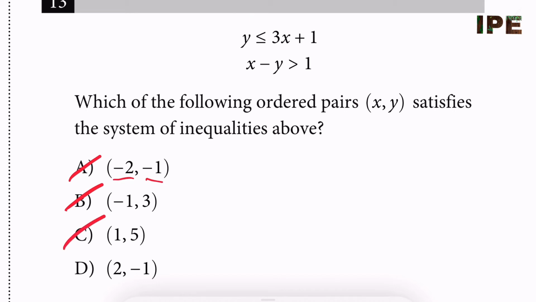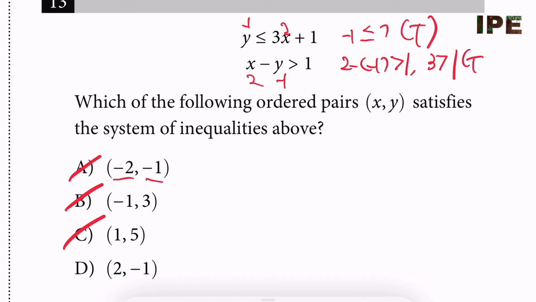Only one left: (2, -1). Yeah, -1 is less than or equal to 7. That's true. And 2 minus -1, that is 3, is greater than 1. Yeah, true and true. So this is the answer.